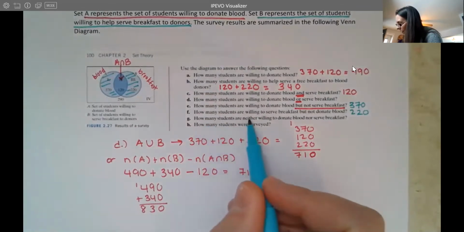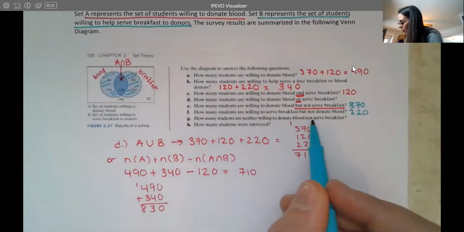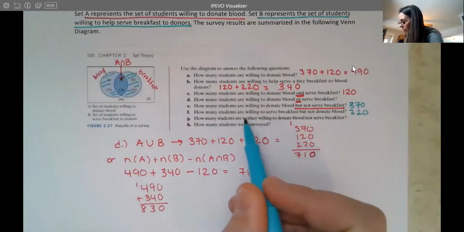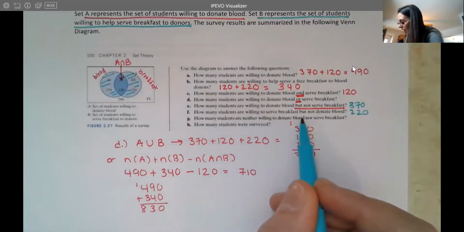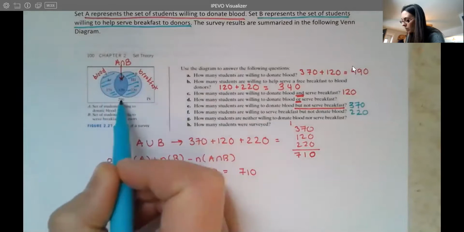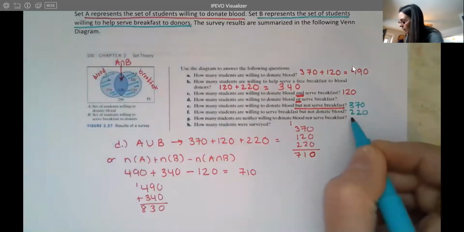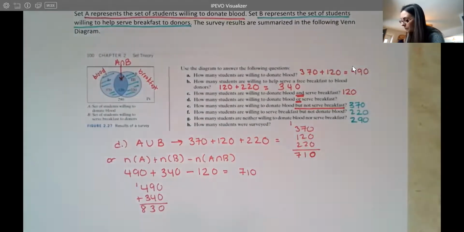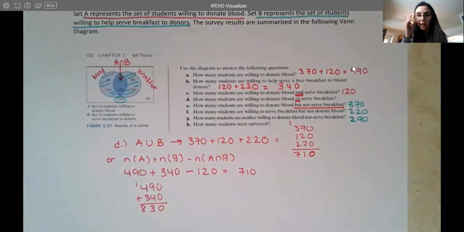How many students are neither willing to donate blood nor serve breakfast? So this is a double, right? You have complements here, right? We're not donating blood and we're not serving breakfast. So it's the complement of A union B. So there's 290 students here who are not willing to do either, right? So there's 290 here that are outside both of these sets. So that would be answer G here.